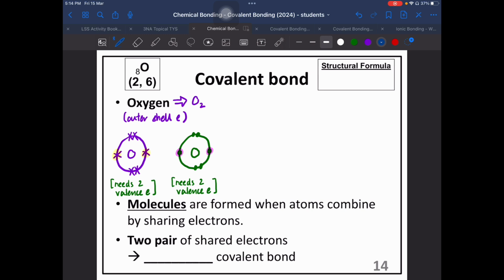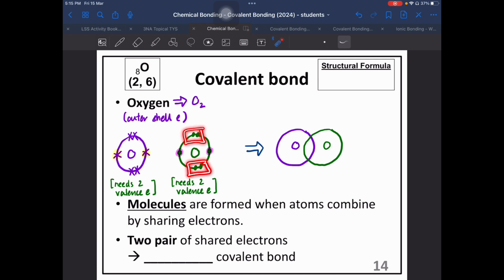Now, when you have these two elements coming together, let's look at how the dot and cross diagram and covalent bond happens. What actually happens is that you have the oxygen atom, the purple one, now actually overlapping with the green oxygen atom. And when they overlap, the focus is actually on these electrons that I highlight. Why? Because they are the lonely electrons, they don't have a partner, as compared to this electron, this electron, this electron. So our job is actually to pair them up, right?